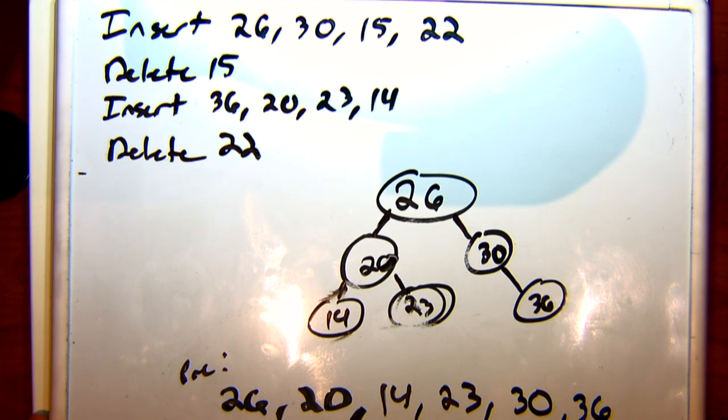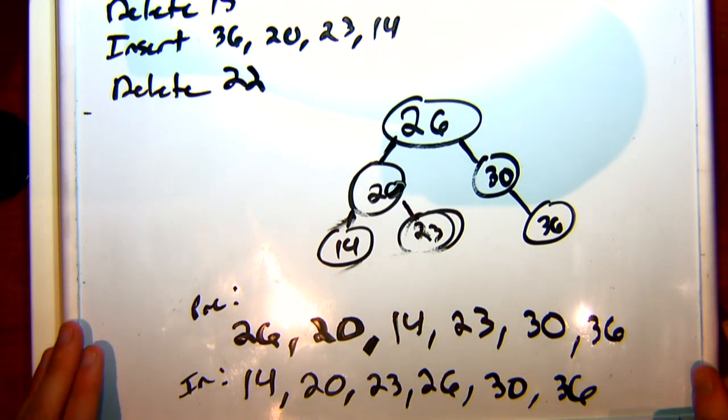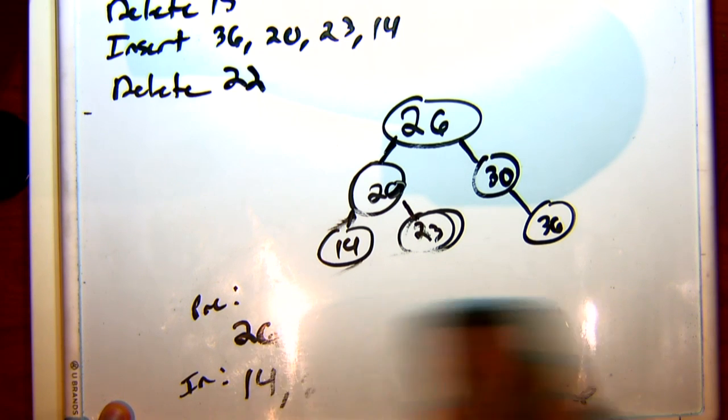And notice how the in order will always be actually in order. So no matter what data you're storing in this binary search tree, that data will always be in sorted order. All right.